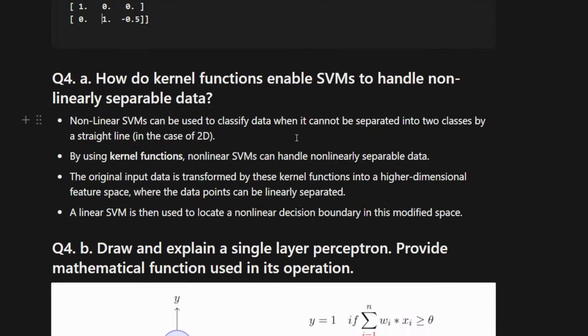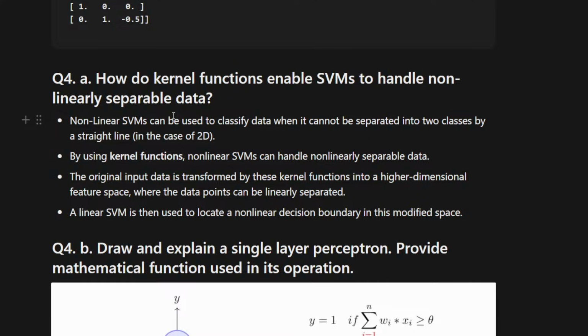Next question, how do kernel functions enable SVMs to handle non-linearly separable data? So as you would have learnt in SVMs, there are two kinds of SVMs. One is linear and another is non-linear. So non-linear SVMs use some functions called kernel functions.